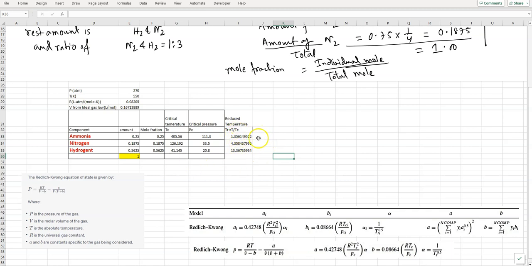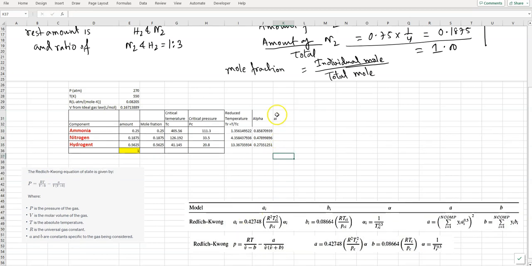Next we have to calculate alpha. Alpha is given as 1 by TR to the power 0.5, so that is equal to 1 divided by TR to the power 0.5. So we'll get alpha also. Then we can calculate the individual component AI and BI. AI we have to calculate.